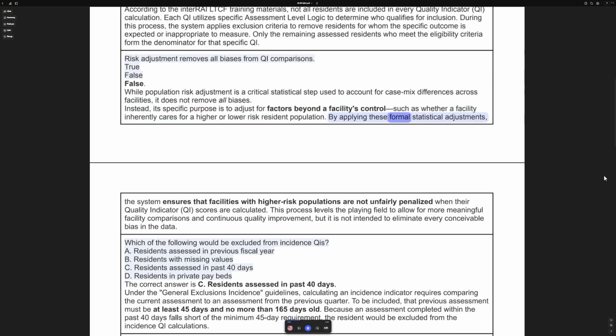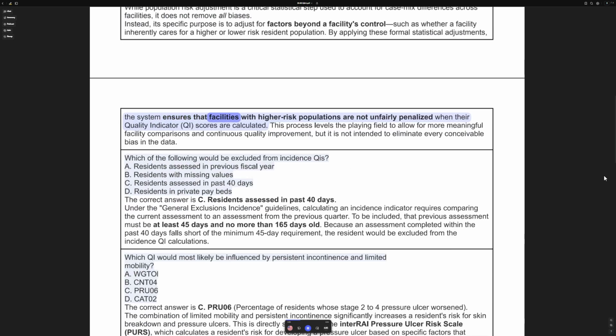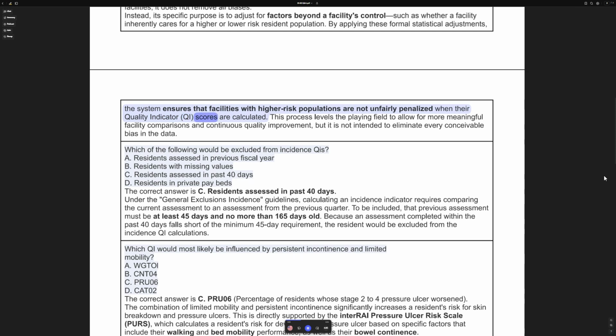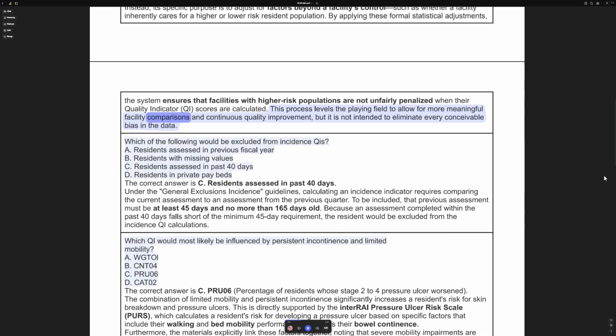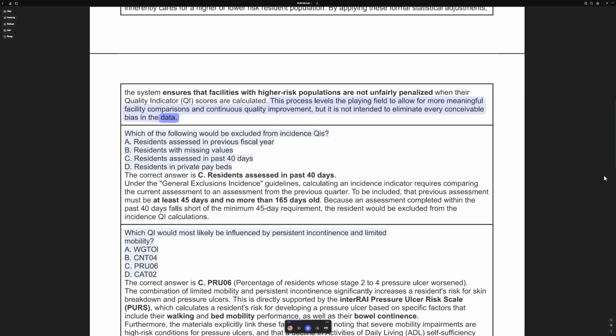By applying these formal statistical adjustments, the system ensures that facilities with higher risk populations are not unfairly penalized when their quality indicator, CHI, scores are calculated. This process levels the playing field to allow for more meaningful facility comparisons and continuous quality improvement, but it is not intended to eliminate every conceivable bias in the data.